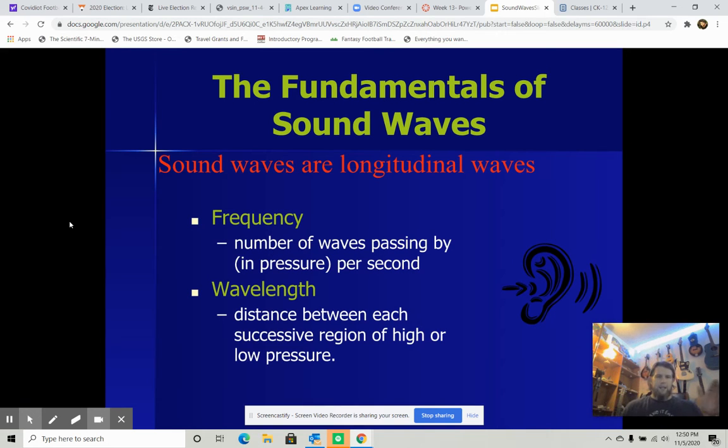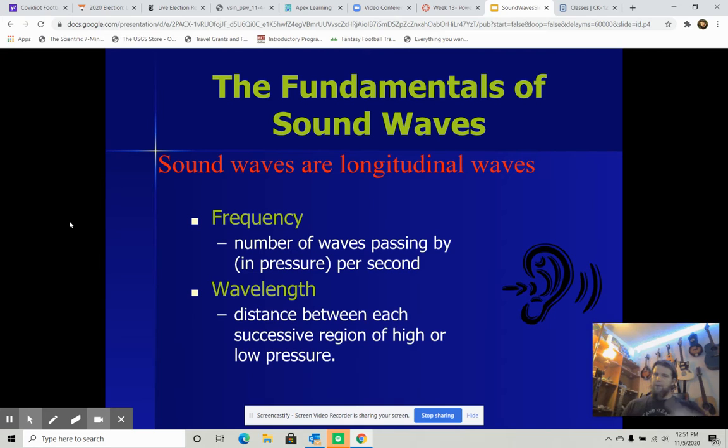We said that they are longitudinal waves, and we are dealing with frequency once again, and the wavelength. The frequency is just the number of waves passing by per second. Before, we thought of them as electromagnetic waves. Now we're thinking of them in terms of pressure. So the wavelength, which is the distance between each successive region of high or low pressure, comes into play when it comes to sound waves.